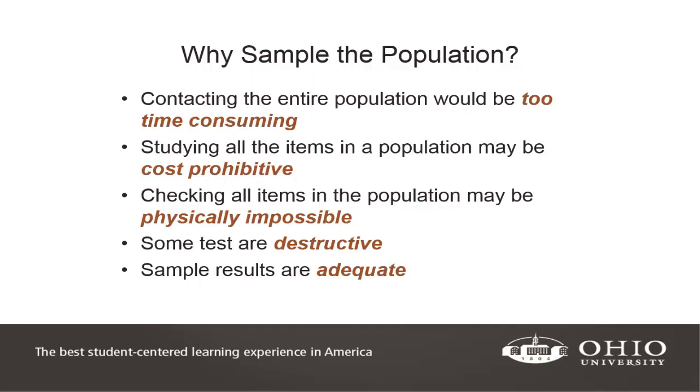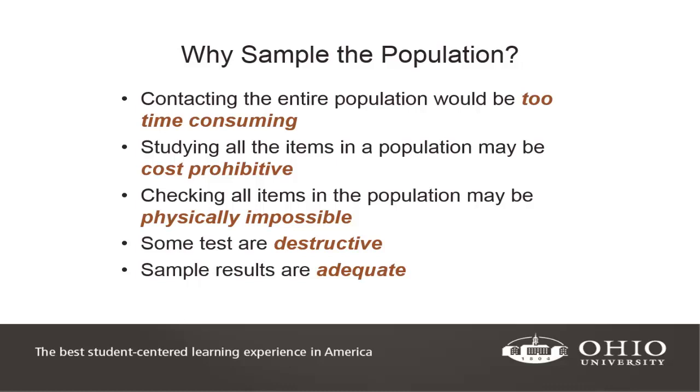So why sample the population? Why not look at the entire population? Well, here's some reasons. Oftentimes the populations are large, so it takes too much time, costs too much, or is not possible. And in other cases, the tests are destructive. And if you sampled the entire population, you would have nothing left of the population. It would all be gone.